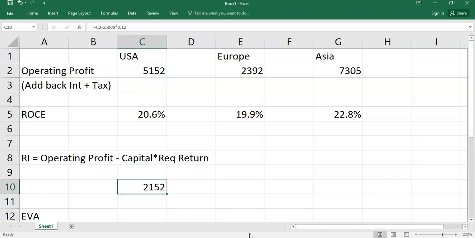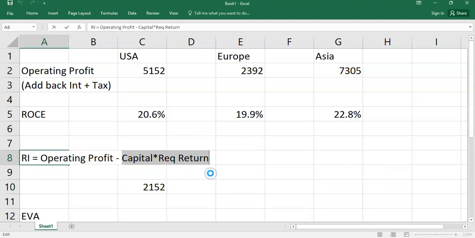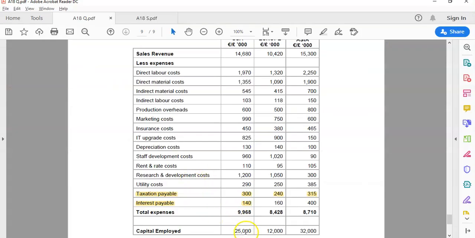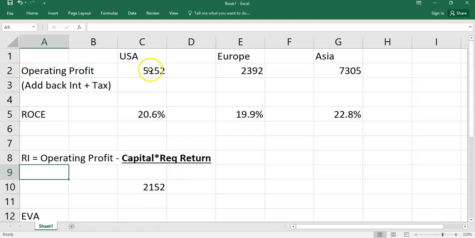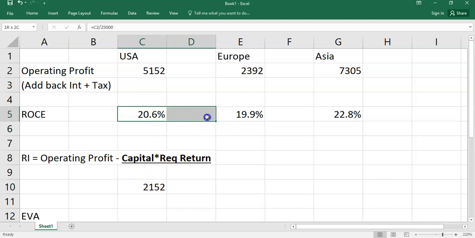Now remember, these are essentially the same measure. ROC and residual income tell you the same thing. What that means is you have 2.1 million operating profit left over after meeting the capital charge. So the capital charge here is you have 25 million euro in capital. To meet the minimum, so 25 million, we'll drop the last 3 zeros. To meet the minimum hurdle rate of 12%, you need to earn profits of 3 million. You've actually earned profits of 5.1 million. That's why that is the residual. So in all these cases, your residual income is going to be positive because your return is in excess of the 12%. If your return ROC was lower than 12%, you would have a negative residual income. So they actually tell you the same thing, just in different ways.